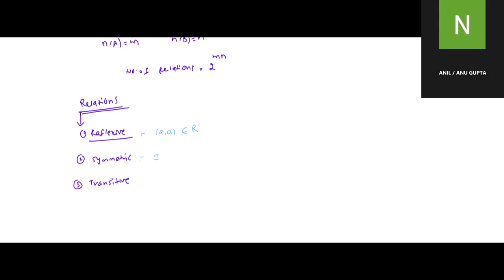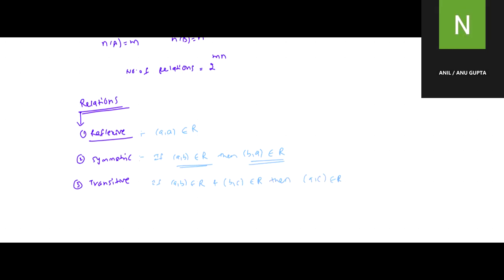ओके, सिमेट्रिक, इफ a comma b belongs to R, then b comma a also belongs to R. रिवर्स भी रहना चाहिए रिलेशन में. लाइक 1 कामा 2 रिलेशन में है तो 2 कामा 1 भी रहना चाहिए. 2 कामा 3 है तो 3 कामा 2 भी रहना चाहिए. लाइक दैट. ट्रांसिटिव मीन्स इफ a comma b belongs to R and b comma c also belongs to R, then a comma c belongs to R. This is transitive.